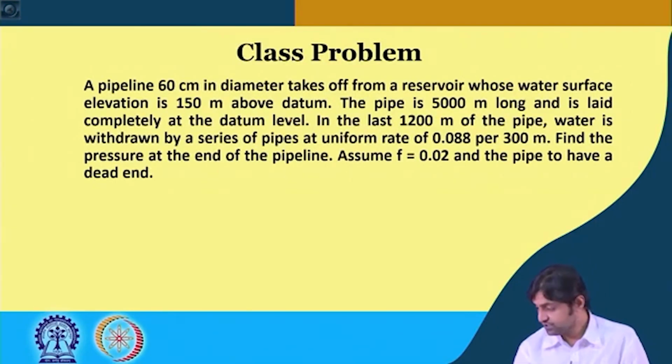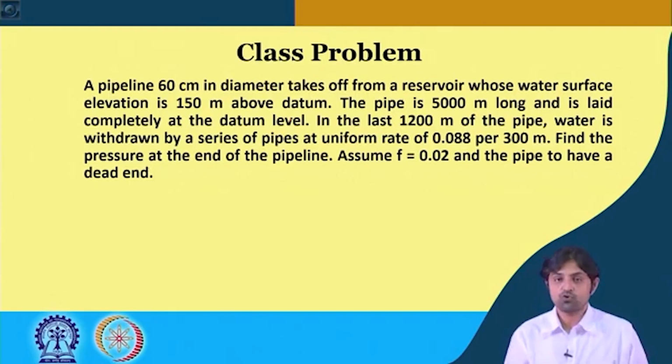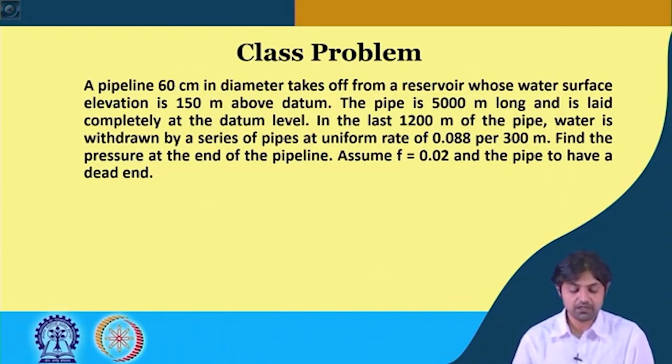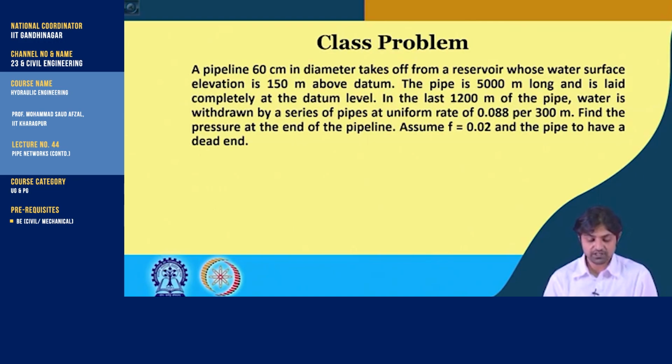Now, let us solve a question, so that gives us more confidence. This question is about major and minor losses mainly, and it says that a pipeline of 60 centimeter in diameter takes off from a reservoir whose water surface elevation is 150 meter above the datum. The pipe is 5000 meter long and is laid completely at the datum level. In the last 1200 meter of the pipe, water is withdrawn by a series of pipes at a uniform rate of 0.088 per 300 meter. Find the pressure at the end of the pipeline. Assume f is equal to 0.02 and the pipe to have a dead end.